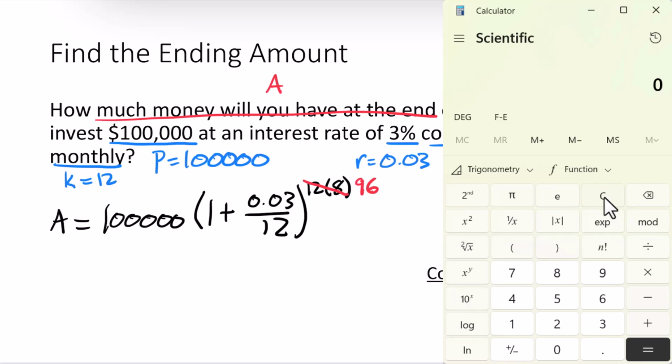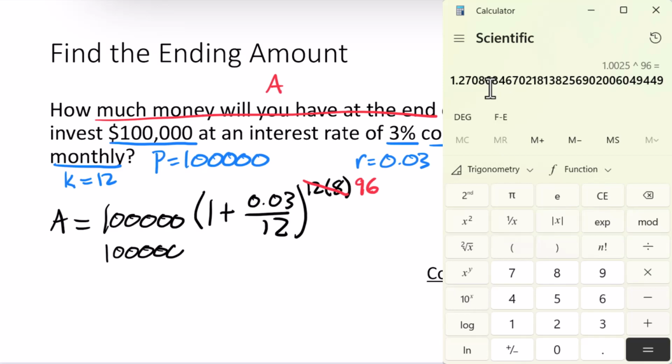So to calculate this out, I'm going to start inside of my parentheses and I'm going to do 0.03 and divide that into 12. So this decimal is my monthly interest rate. And I'm going to add 1 because every month you also keep 100% of your original investment. And this number is going to be multiplied 96 times. So I'm going to raise it to an exponent of 96. And that gives me this decimal. This is the decimal that it's important to keep at least 6 decimal places on.